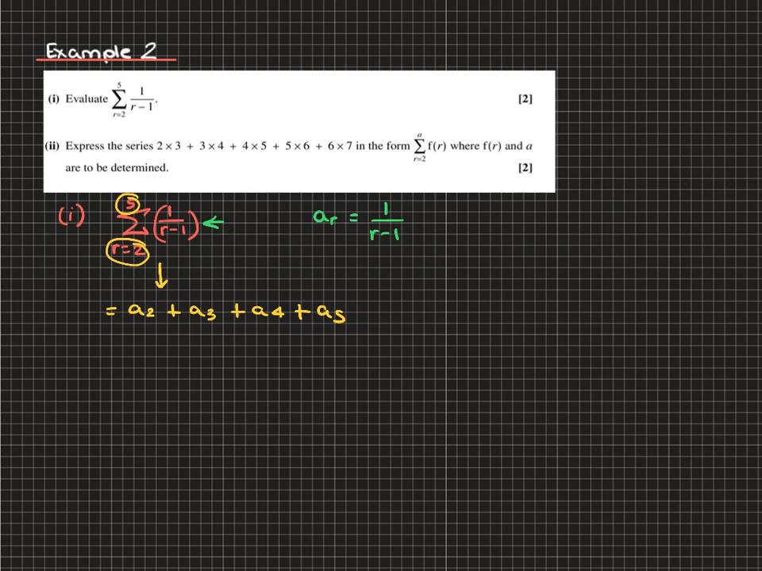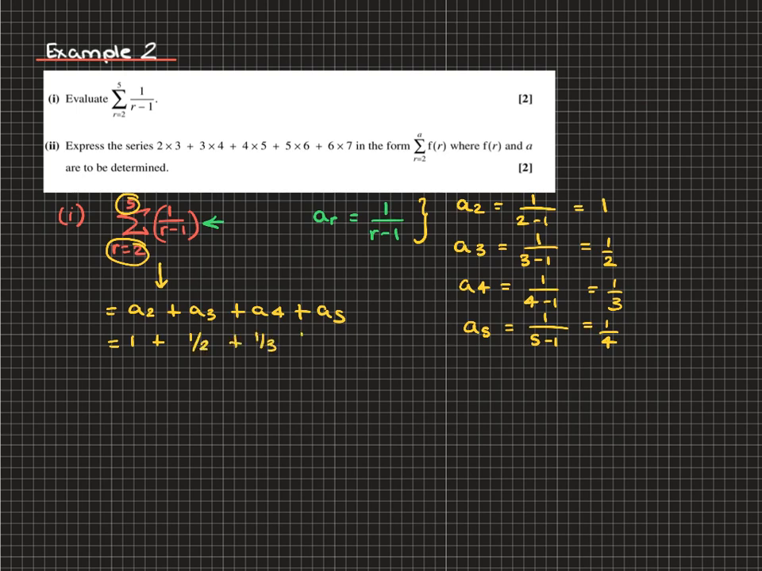Now, how do we work out these terms? Well, in the summation, we're given the sum of 1 over r minus 1, and that's the formula that allows us to calculate any term. So A2 is 1 over 2 minus 1, which is 1. So I'm replacing r by the term number. A3 is 1 over 3 minus 1, which is a half. A4 is 1 over 4 minus 1, which is 1/3. And to finish off, A5 is 1 over 5 minus 1, which is a quarter. So this summation is simply equal to 1 plus a half plus a third plus a quarter, and that comes to a total of 25/12.